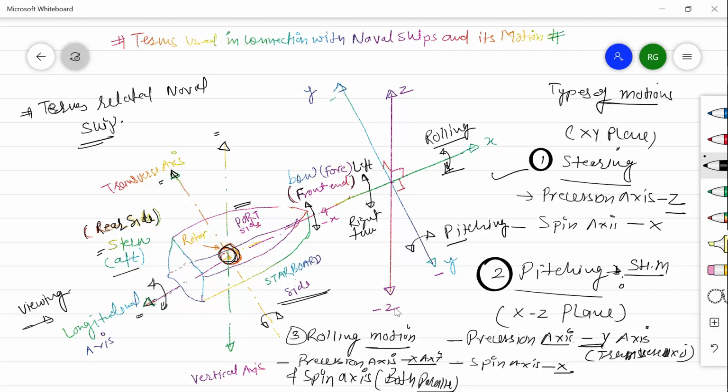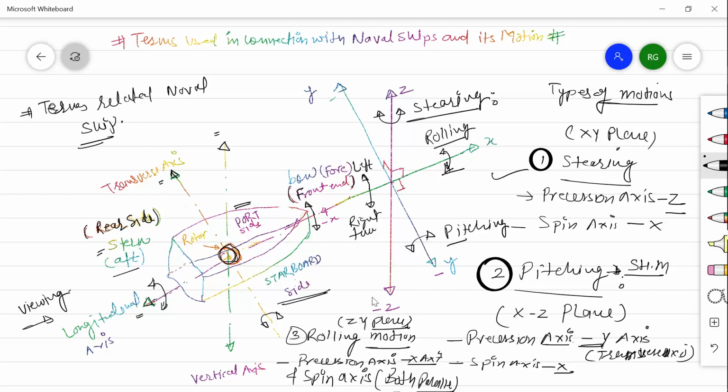And third one is rolling. In rolling the precession axis is the x-axis and the spin axis is also the x-axis, or you can say both are parallel or coincide, and this motion is happening in the zy plane. So this is rolling, this is pitching, and about this is steering. So in the case of a naval ship, we have three types of motion: steering, pitching and rolling.